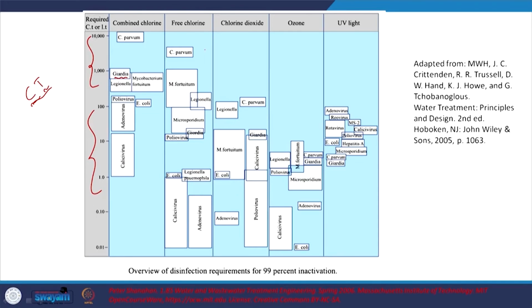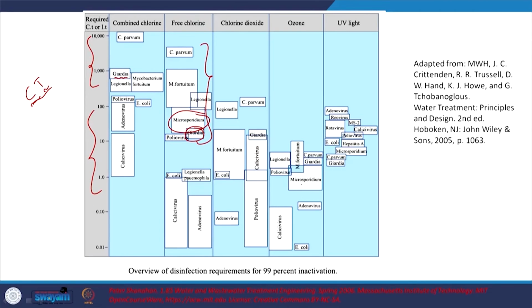For free chlorine, compared to combined chlorine, it can inactivate a range of pathogens, but the issue is that you will again need to have high CT. So more contact time is required, and that is obviously an issue. Chlorine dioxide, again you see relatively lesser contact time, but it cannot deal with Giardia, Microsporidium, if I am not wrong, and these are typical aspects. Though we mentioned Giardia, it is not particularly effective.